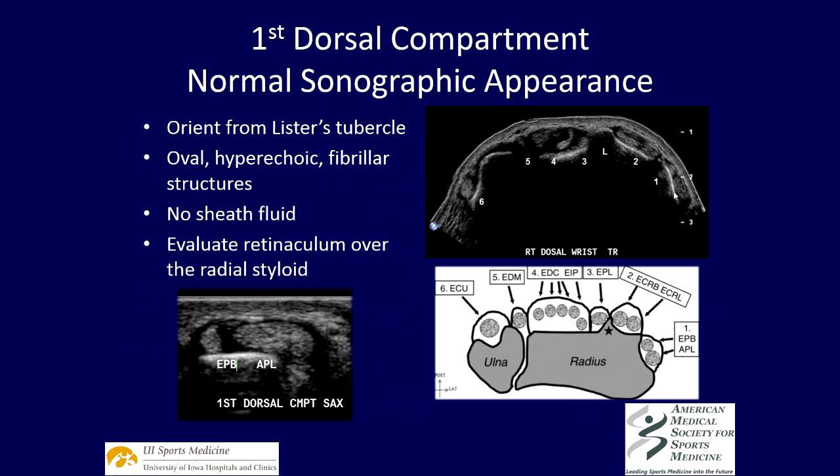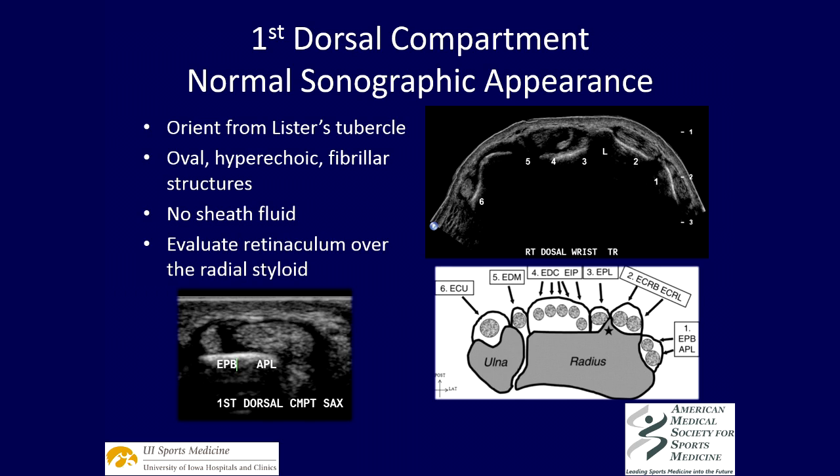Typically, there is no appreciable sheath fluid, and you can evaluate the retinaculum at this area as well. So the retinaculum typically will be a very thin structure overlying. As that becomes thickened, that is a sign of pathology in the region. Often you will be able to identify both the APL and the EPB tendons, as we can see in the image below here.